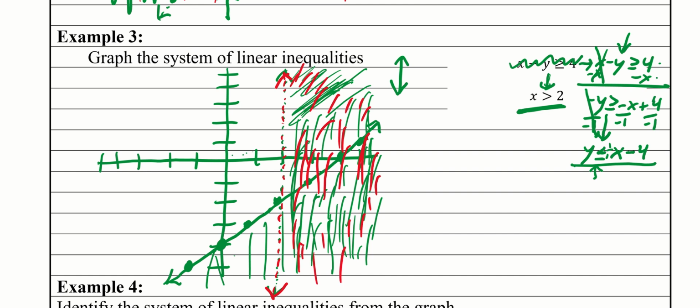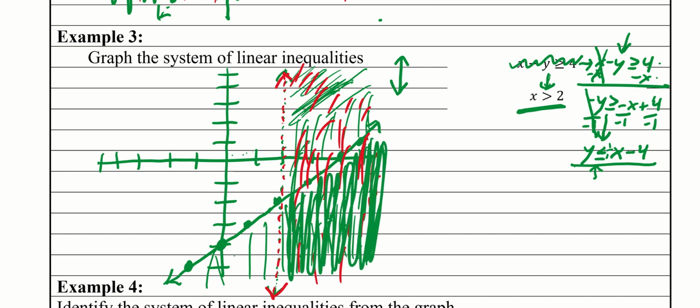All right, so final answer, I need to make sure I have a region that is shaded darker than everything else, and that is where my two shaded regions overlap. So everything to the right of the red line and below the green line would be right in here. So this is what I'd be looking for as your final answer. This is where all of your solutions would be located. Everything outside of it would not be solutions, at least not for both of these inequalities.